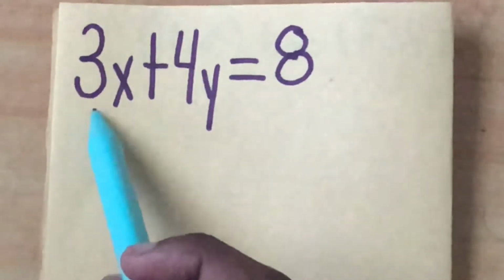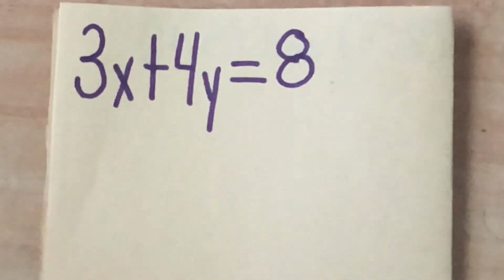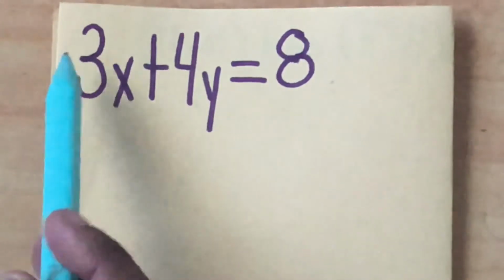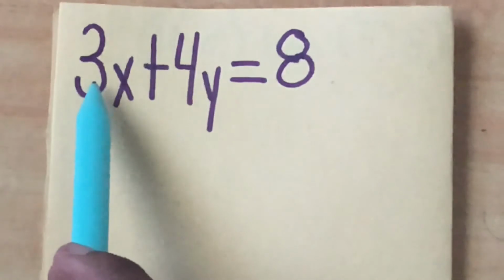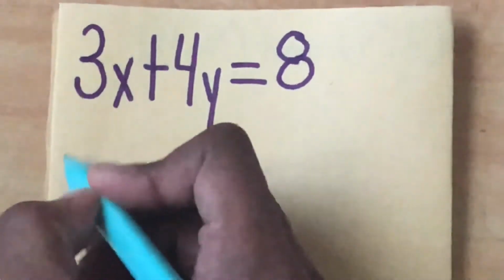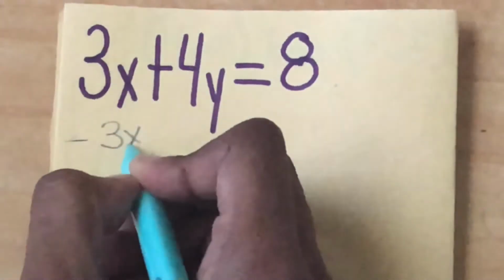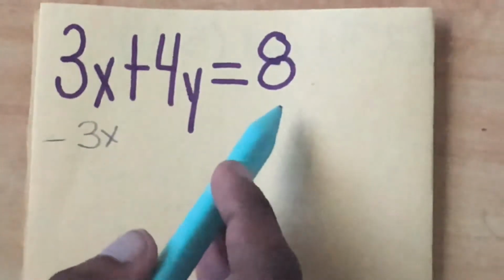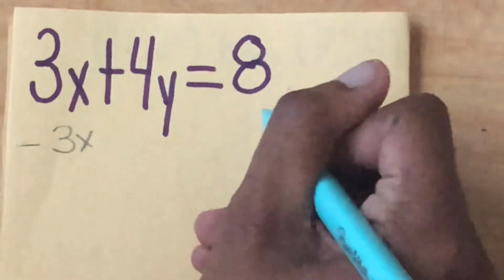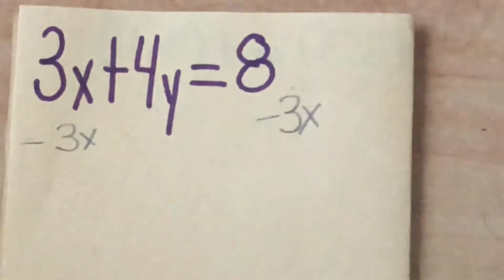So I want to move 3x over here with the 8. In order to do that, we need to do the opposite of its sign. So here we have a positive 3x, so we want to do a negative 3x. And whatever we do on this side, we want to do on the other side. So I'm going to put over here a negative 3x.